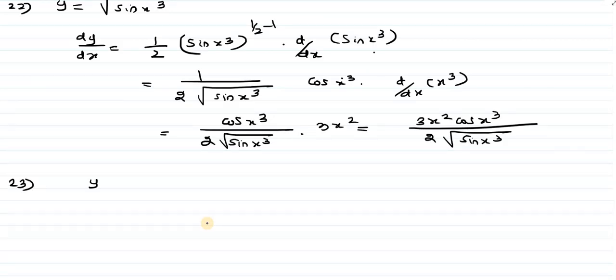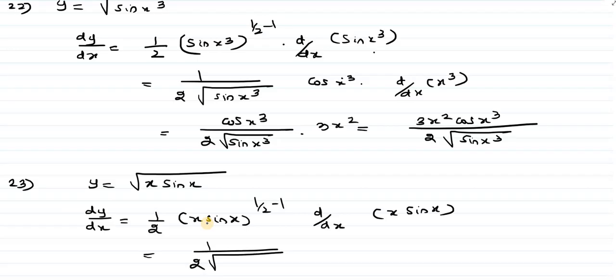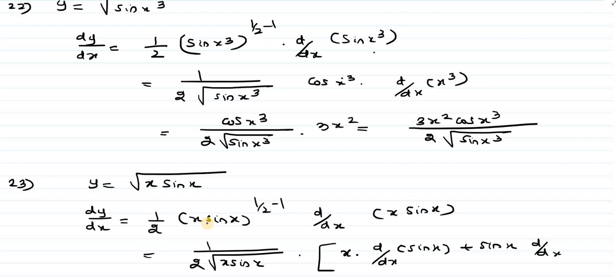Next, y equal to root x sin x. So here first dy by dx will be equal to what? 1 by 2 x sin x to the power 1 by 2 minus 1. Then differentiation of x sin x, which is nothing but what? Product rule, right? So product rule means first I will keep x as constant, differentiate the other function, then sin x you keep as constant, differentiate the first function. That is product rule, correct?